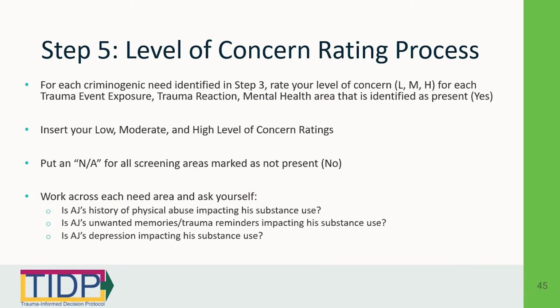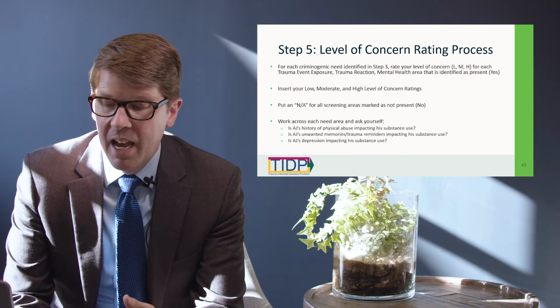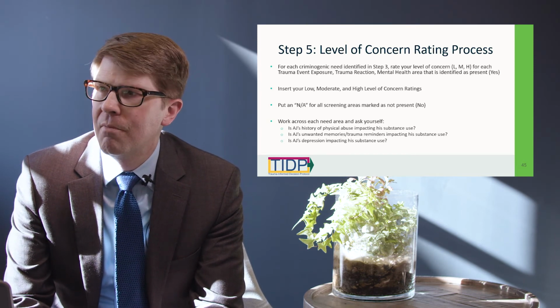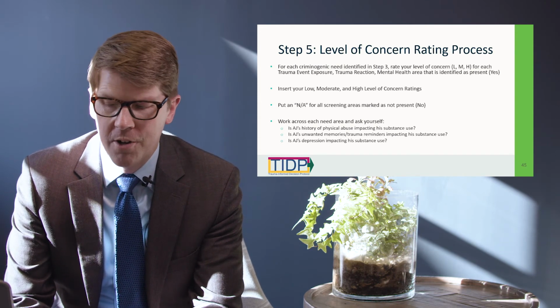So what's really important is that for any events, reactions, or mental health areas that are coded as no, you put an NA, so there's no level of concern rating for the criminogenic needs in relation to those no endorsed events. Essentially, you're working across the form and asking yourself that question. Let's think about this specific to AJ. You might ask yourself, is AJ's history of physical abuse impacting his substance use? What's my level of concern? And then I'd be plotting my answer as low, moderate, or high.